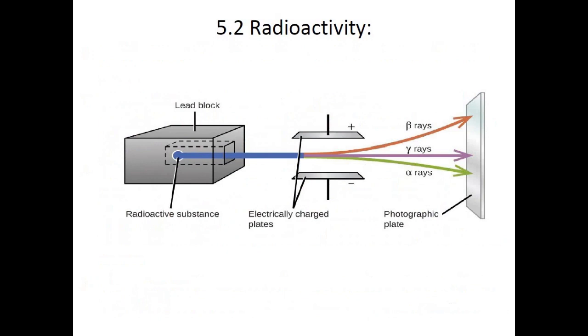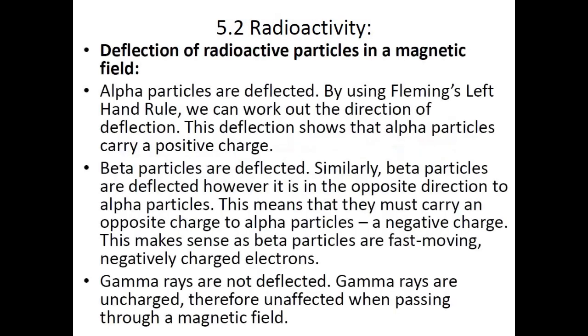Here's an image to make you understand it much better. As you can see over here inside the lead block, we have the radioactive source which is emitting all three types of radiation. And as you can see, alpha particles are slightly deflected towards the negative plate. Gamma rays just keep on traveling in a straight line, whereas beta rays are deflected towards the positive plate by a greater angle, by a greater force, as they have very little mass as compared to alpha particles. Hence they are attracted more strongly.